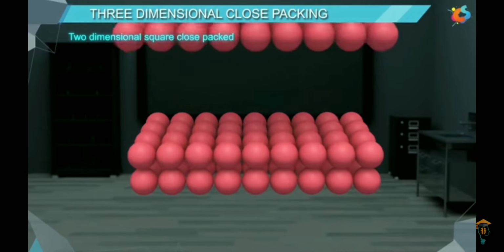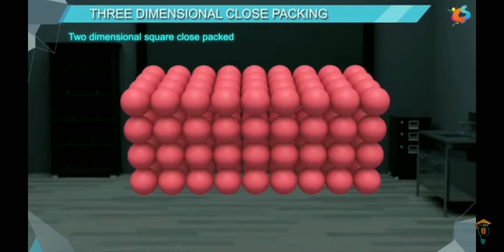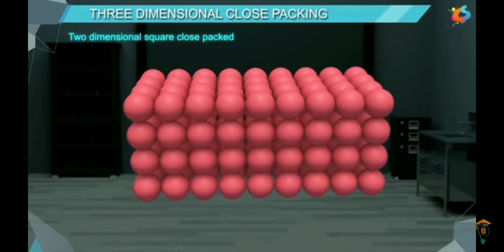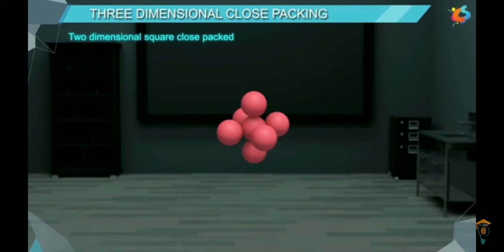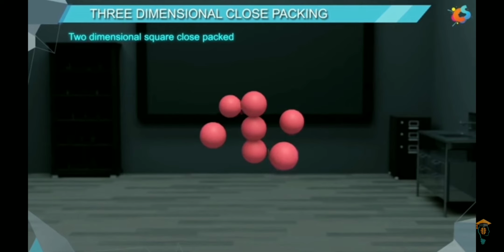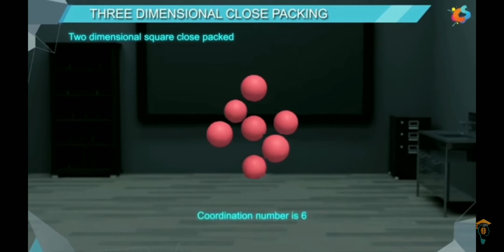On arranging layers one after the other in this pattern, we will observe that each sphere is in contact with 6 other spheres: 4 from the same layer, 1 from the layer above, and 1 from the layer below that sphere. So, the coordination number is 6.